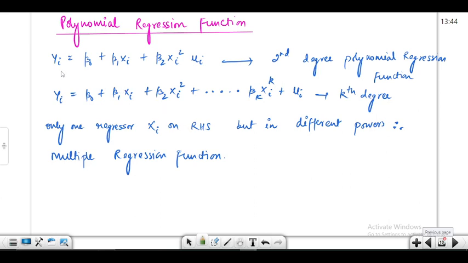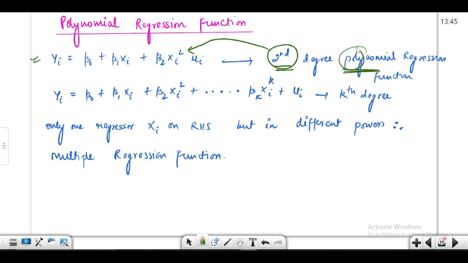So this is yi. This is a model of the form yi equal to beta naught plus beta 1 xi plus beta 2 xi squared plus ui. So this is a second degree polynomial regression function. How is the degree measured? It is basically measured by the power of the x variable. The highest power of your x variable in the model tells us the degree of the polynomial regression function.